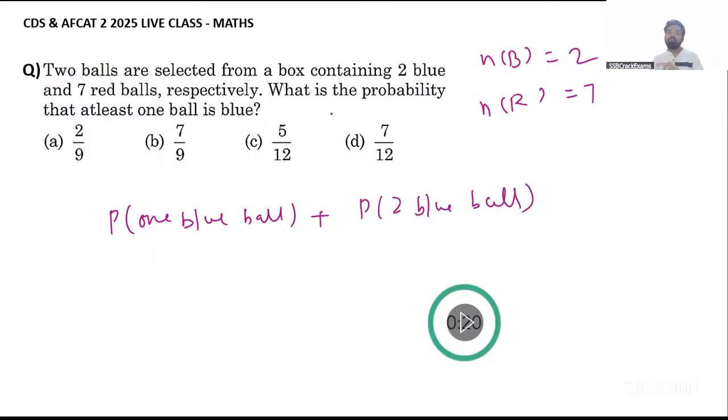It was at least one, so one can come or two can come. It means 1 or 2. So here it is "or", that's why we have used plus. If it was "and", then we would have multiplied. Okay. Probability of one blue ball is 2 upon 9. Total number of balls is 2 plus 7, which is equal to 9.